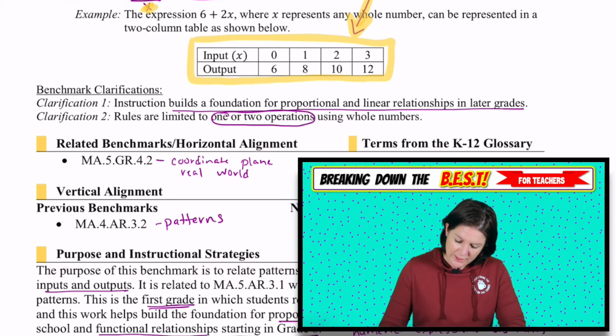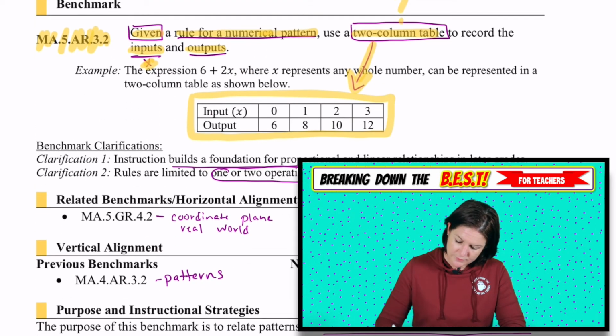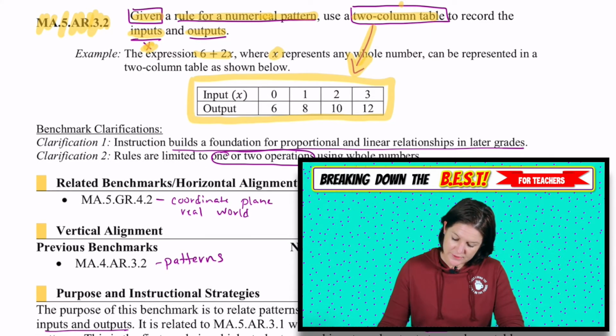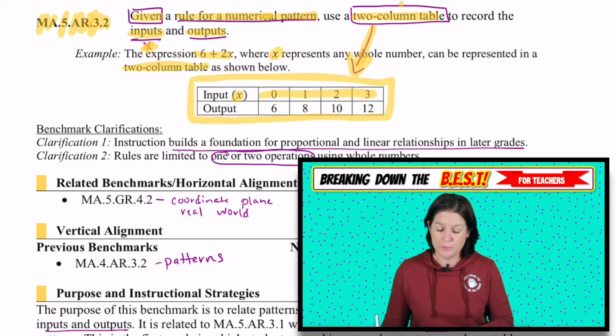Okay, so if we are given this rule, 6 plus 2x, where x represents any whole number, it can be represented in this two-column table. We'll just go with it. So basically we're plugging in the values of x into the expression to get our outputs.